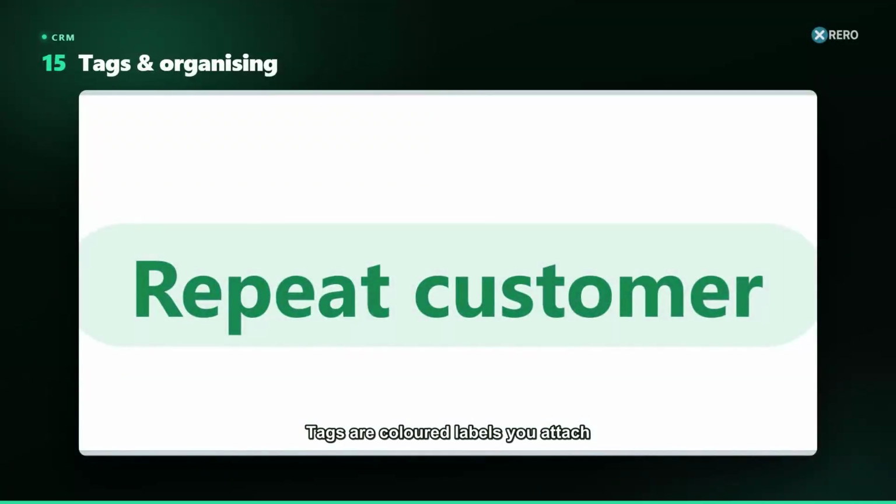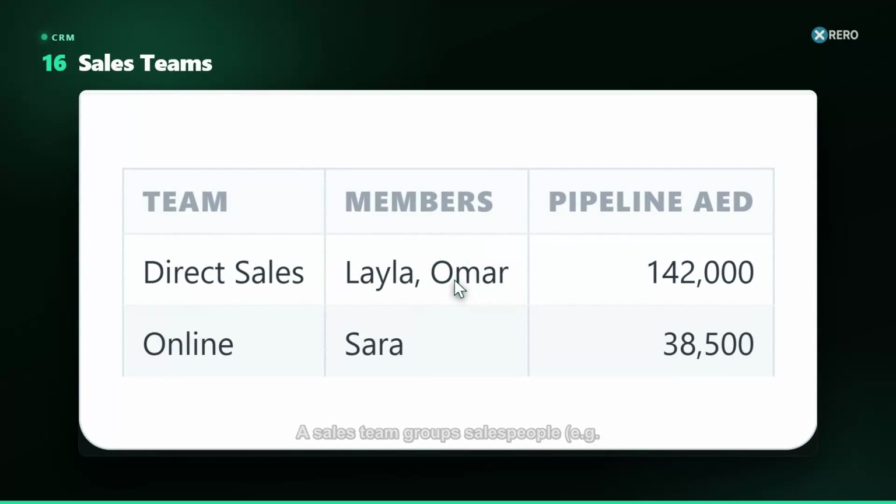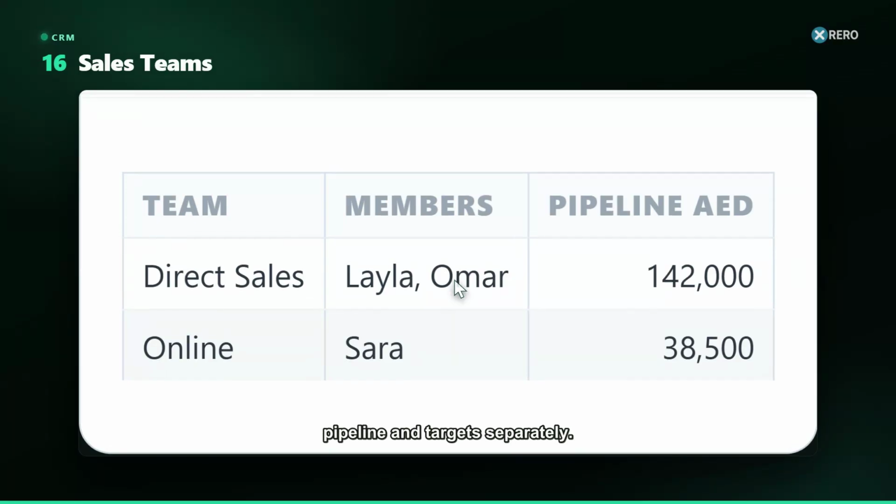Tags are colored labels you attach to opportunities like hot, hotel, repeat customer, or product line. Filter and group the pipeline by tag to focus, for example, on all hotel deals at once. A sales team groups salespeople, e.g. direct sales, online. Each opportunity belongs to a team, so managers can see each team's pipeline and targets separately.